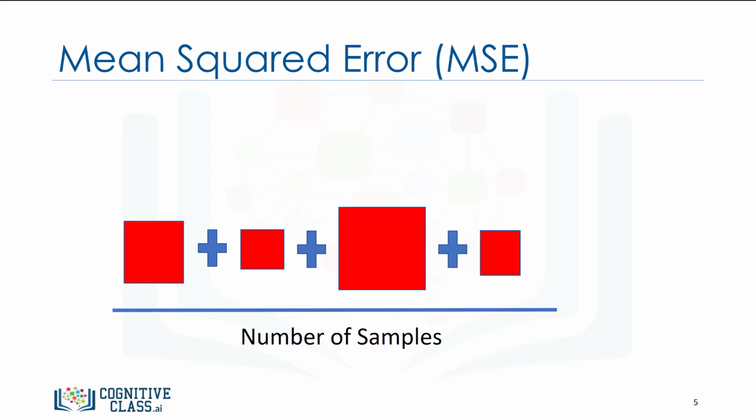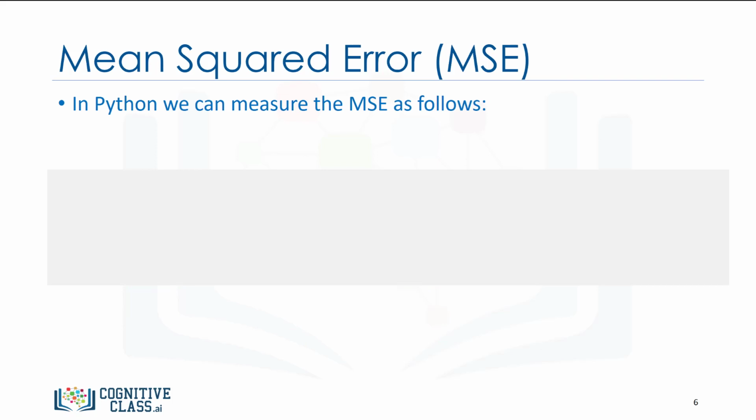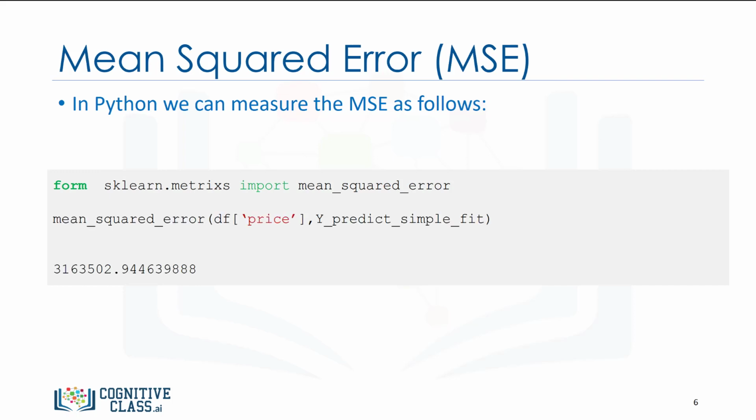To find the MSE in Python, we can import the mean_squared_error from scikit-learn metrics. The mean_squared_error function gets two inputs, the actual value of the target variable and the predicted value of the target variable.